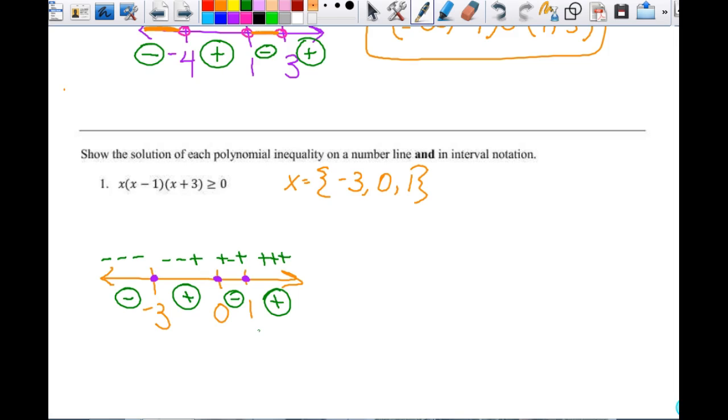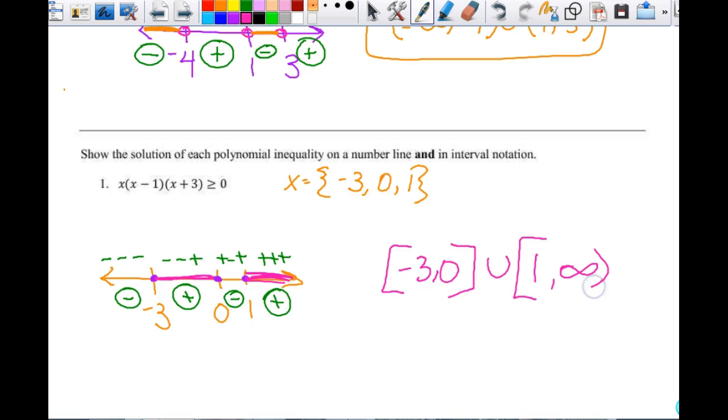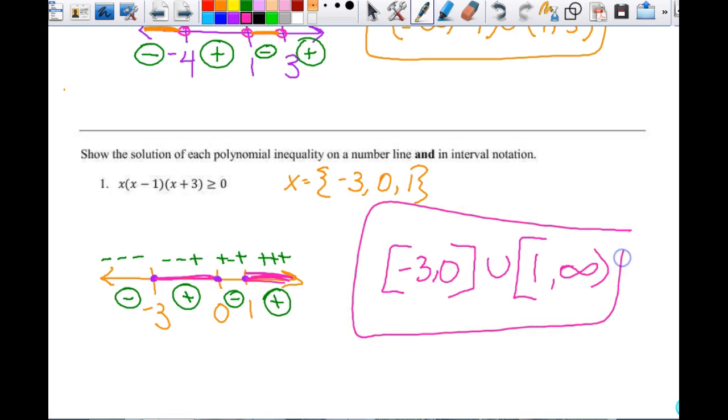I've got to shade, and this time I want it to be greater than or equal to 0, so I'm shading the positive, which means I'm going from negative 3 to 0. Do I include negative 3? Yes. Do I include 0? Yes. And then I start back over at 1 and go to infinity. Any questions at all? We good? Yes. All right, awesome. So let's look at number 2.